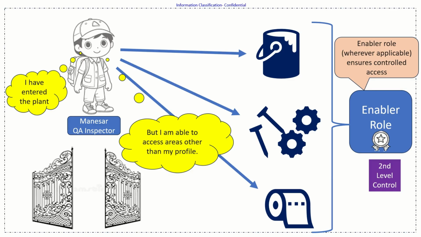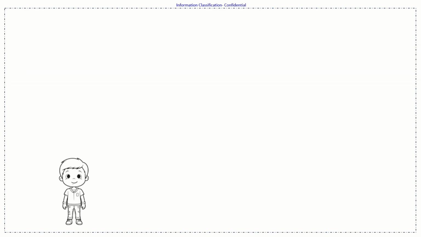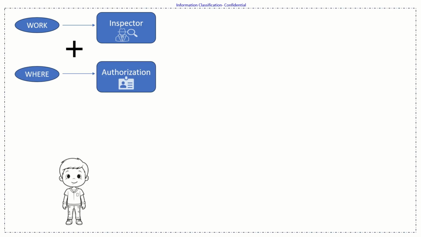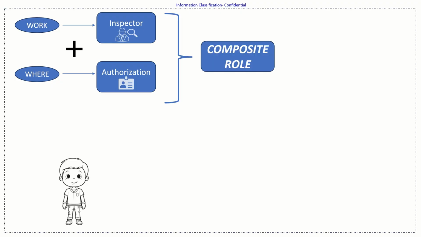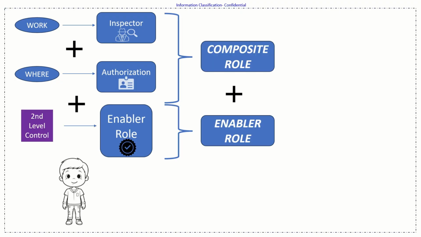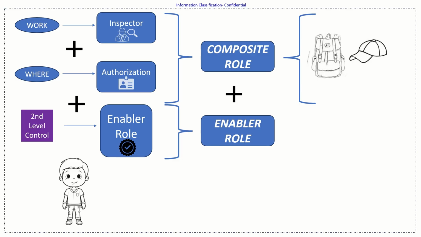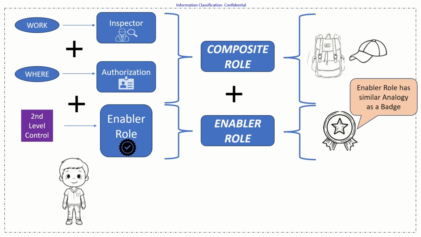As second level control, badge can be associated to have similar analogy as enabler role. So we further infer that work, that is inspector role, combined with authorization is the composite role, that is the job role. Second level control, that is the enabler role, is required. By analogy, a bag, cap, and badge would be required for accessing the controlled role as per inspector role in concerned plant.